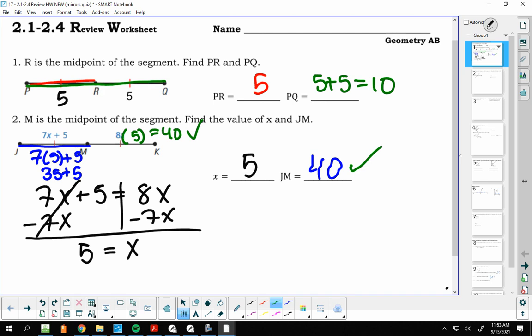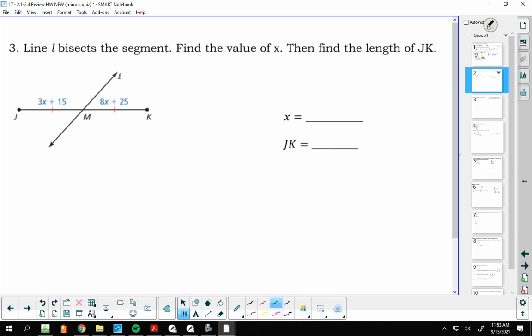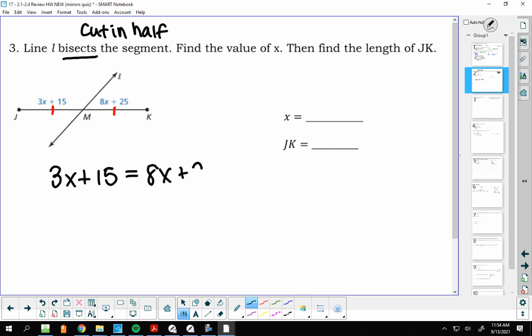So again, midpoint is in the middle. Line L bisects this segment. What does bisects mean? Yes, cut in half. Basically the same thing as a midpoint. Midpoint cuts in half. Bisect means cut in half. And that's cool because they already marked it in our picture for us with the tick marks. So it's the same thing we just did. The two halves are congruent, which algebraically means that we can set the two halves equal to each other. So we set them equal.